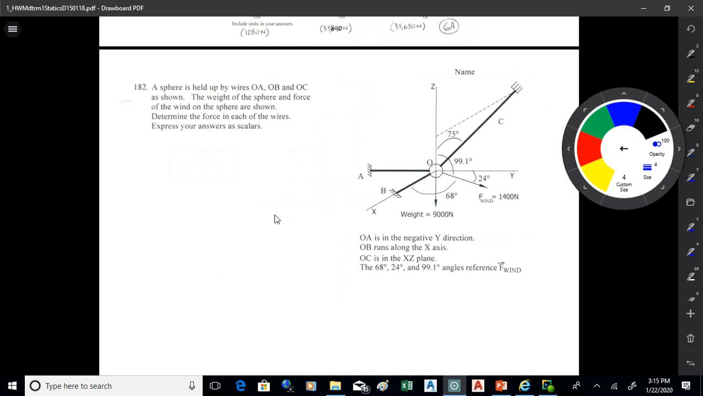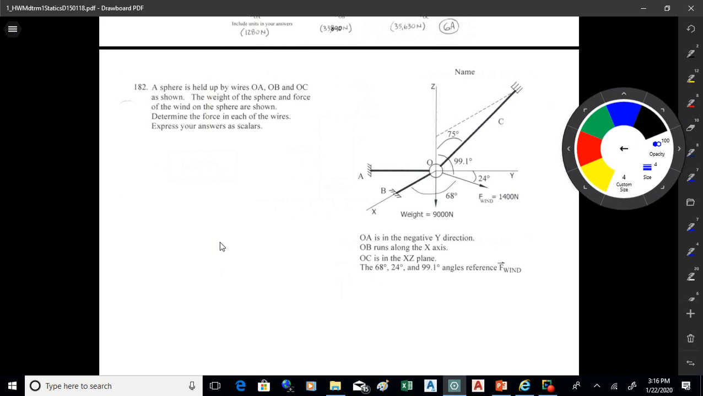All right, then we've also got a 3D equilibrium problem, 182. And what's happening there is we've got this ball that's being held at the origin. Again, we've got more cables here. So we've got 1, 2, 3 cables, OA, OB, and OC. And then we also have that wind force. So this is the approach outlined on that page that preceded this problem.